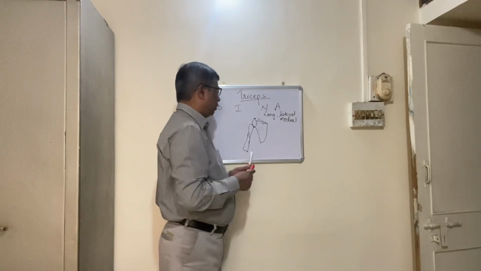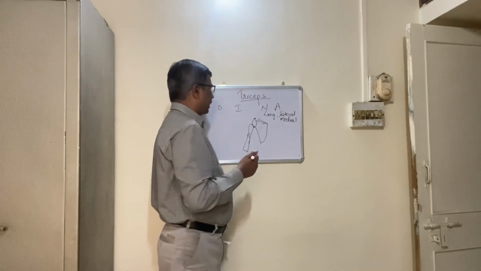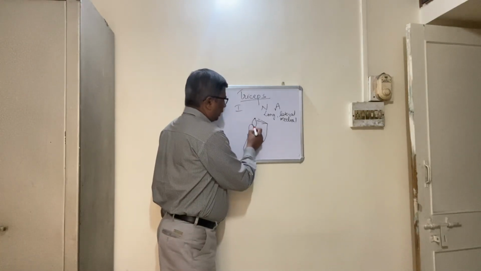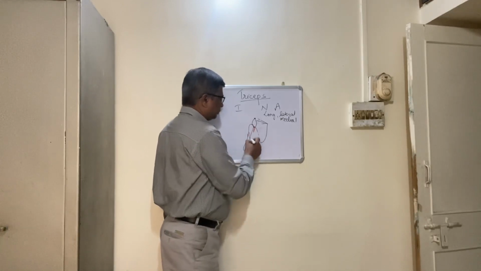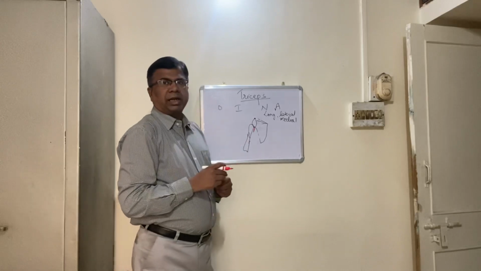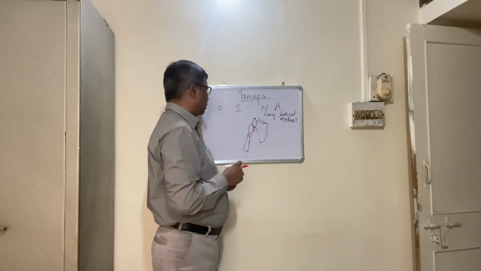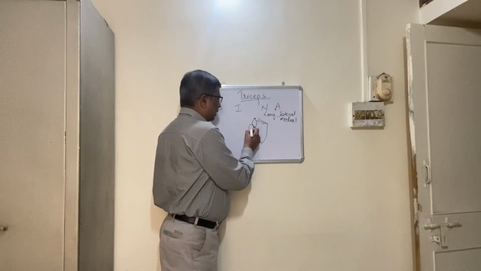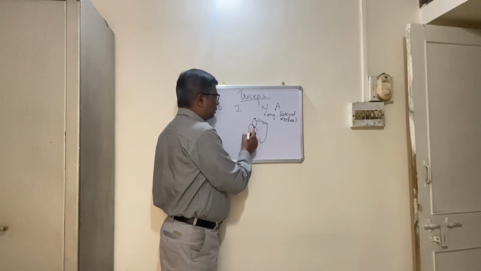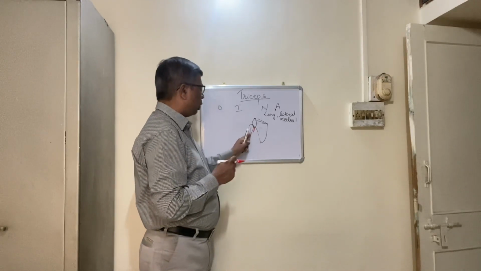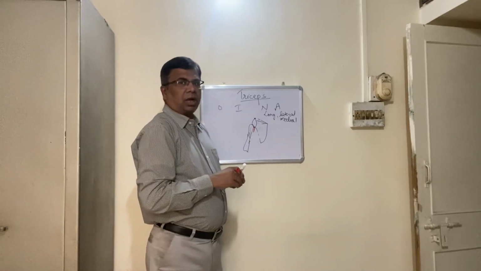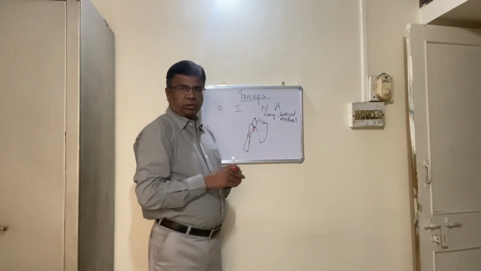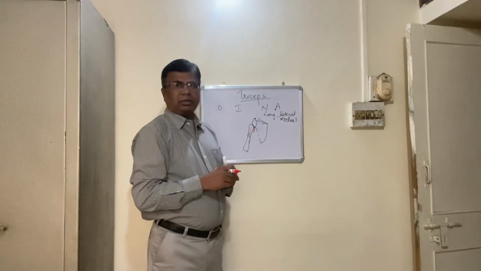Okay. Now, how is the origin of the triceps? The long head of the triceps arises from the infraglenoid tubercle. The lateral head of the triceps arises by a linear origin from an area on the posterior surface of the shaft of the humerus above the radial groove. Okay, so that is the origin of the lateral head of the triceps.